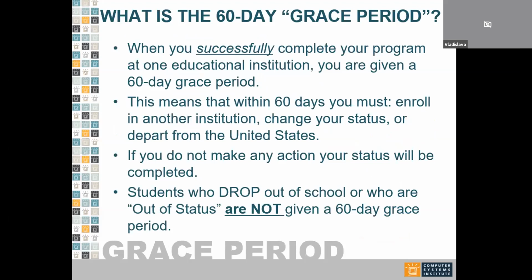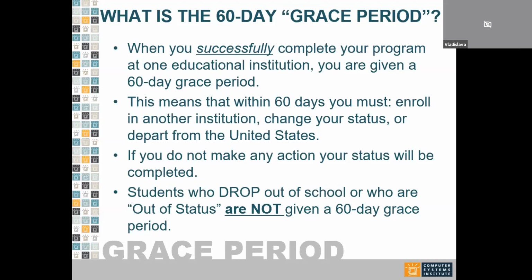And what is the 60-day grace period? When you successfully complete your program at CSI, you will be granted a 60-day grace period. It's automatically given by the government. It's a general rule. If you have completed the program successfully, meaning you haven't failed any classes, you will get a 60-day grace period.